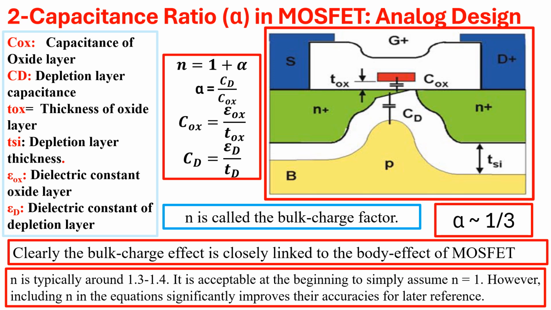Similarly, CD is used to represent depletion layer capacitance, and this is the capacitance of the depletion layer in the semiconductor, which occurs when a p-n junction is formed and charge carriers are depleted in the region near the junction. CD plays a vital role in determining the electrical characteristics of diodes and transistors, impacting their behavior under various biases.